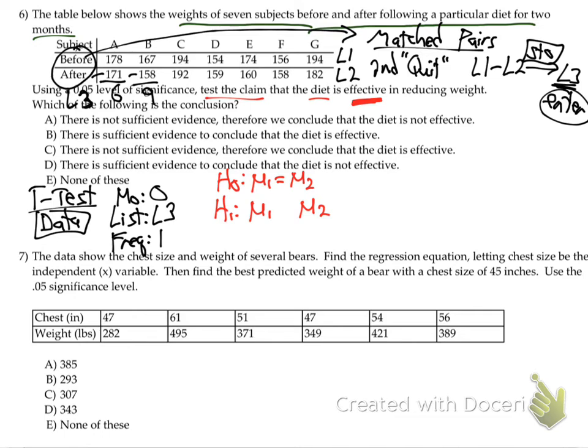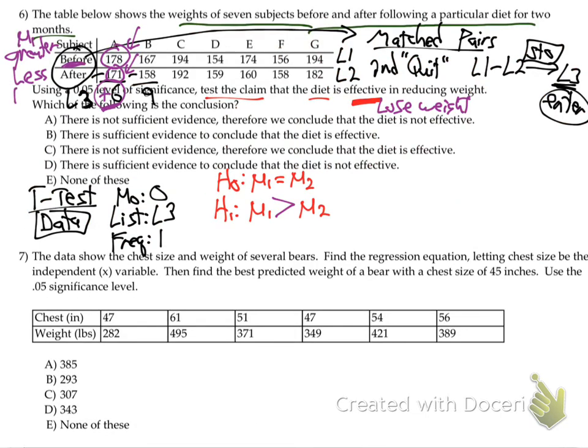Effective. What's that mean, effective? What does that mean that the diet is effective? Well, what does that mean if a diet is really effective? You lose weight, right? Effective means lose weight. Means your before weight minus your after weight comes out to be a positive number, like that first person, subject A. They weighed 178 before, 171 after. Subtract that, you get a positive 6, right? Before minus after should come out positive. You want the before to be greater, and you want the after to be less, don't you?